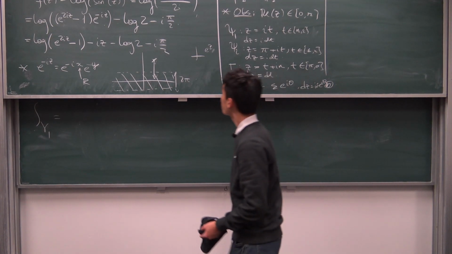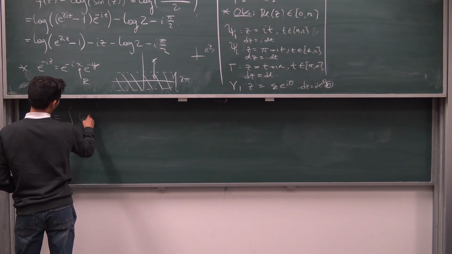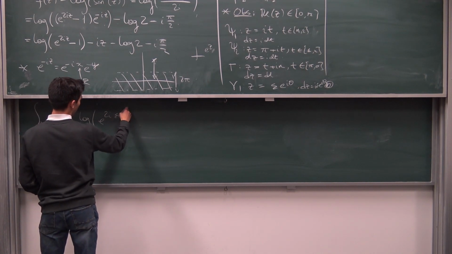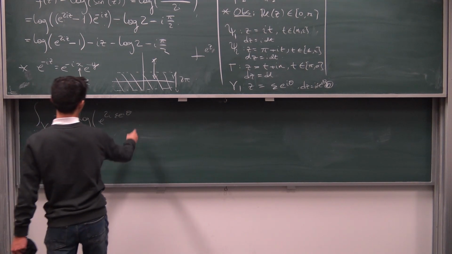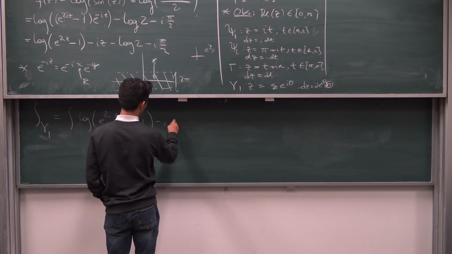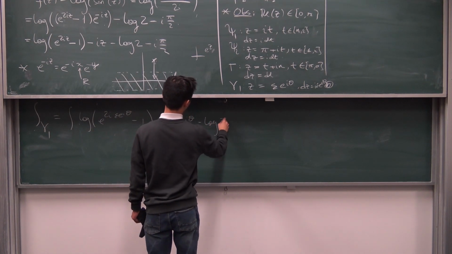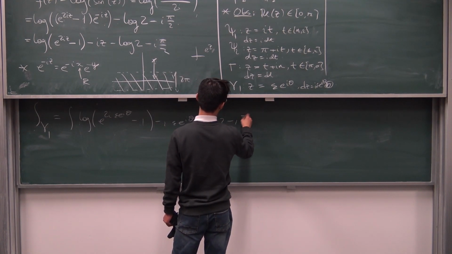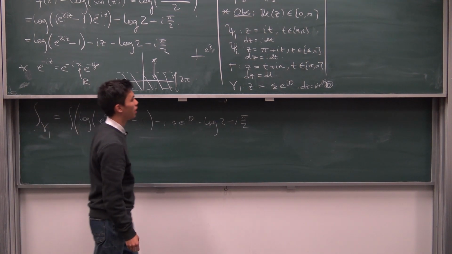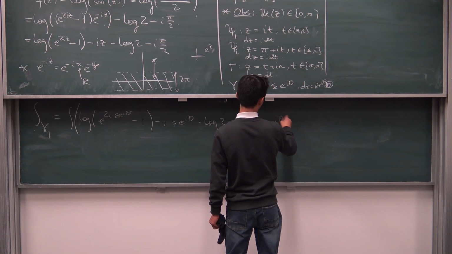So let's see what happens if we plug this in over here. We're going to get the integral of the logarithm of e to the 2i z, where z is going to be epsilon e to the i theta. Then we have a negative 1, and then minus i z, once again that's epsilon e to the i theta, and then we have minus the logarithm of 2, and then minus i times pi over 2, and all of this stuff is going to be multiplied by the differential there. That's going to be i times epsilon e to the i theta d theta.